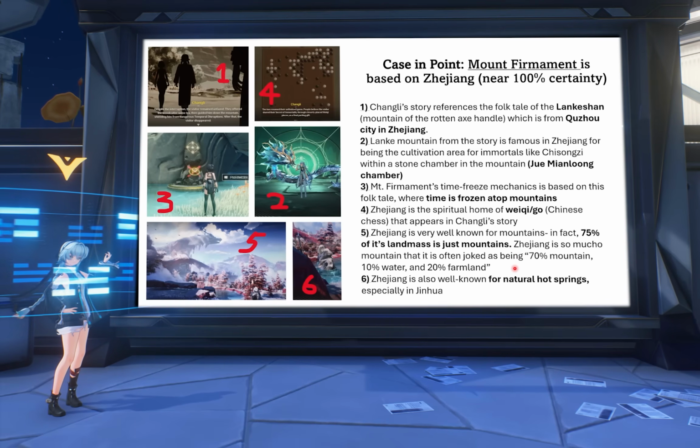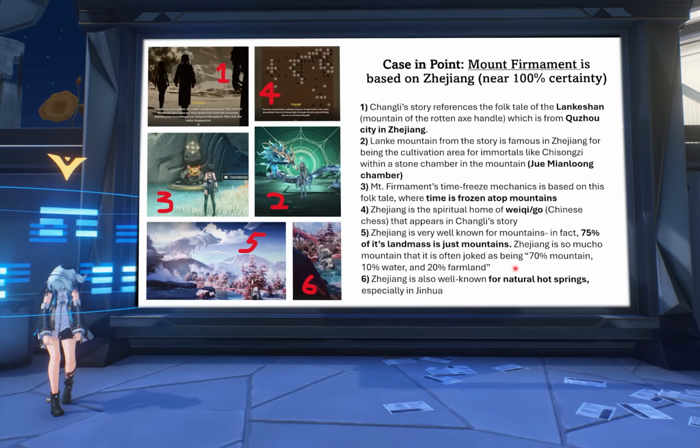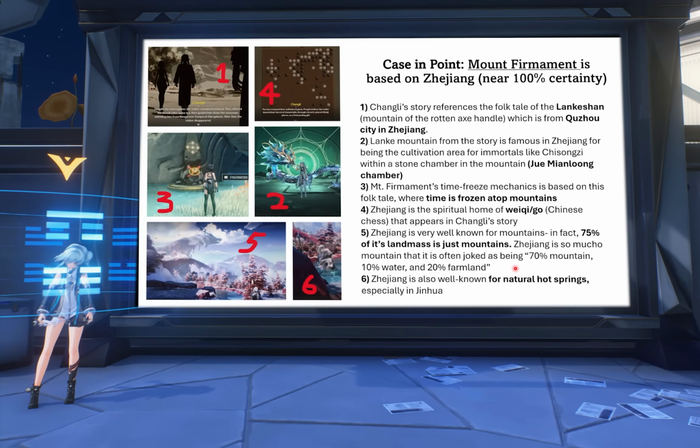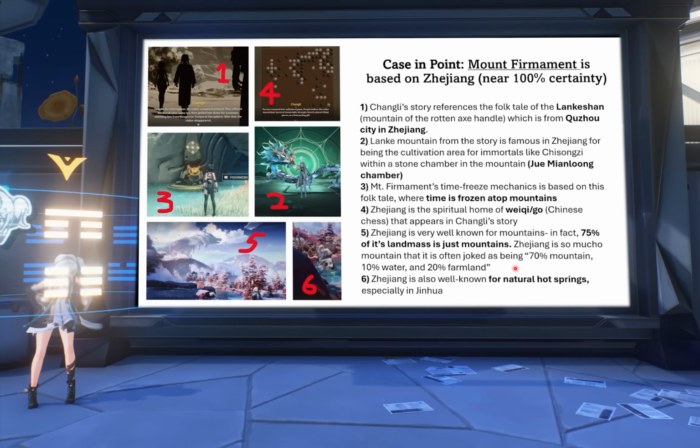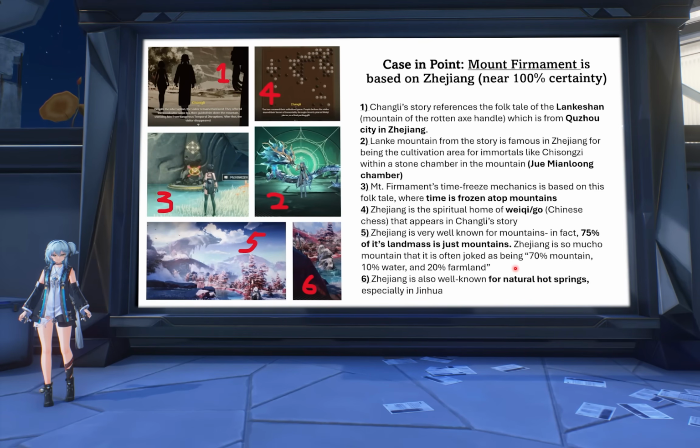One thing that's probably not surprising to you is that Zhejiang is also very well known for mountains, right? 75% of its landmass is basically mountains. It's actually a joke that goes around in Zhejiang that it's something along the words of 七分山十分水二十分种地, right? Which basically is just 70% mountain, 10% water, 20% farmland, because Zhejiang has so many mountains, which makes sense because that's the inspiration that Mount Thunman comes from.